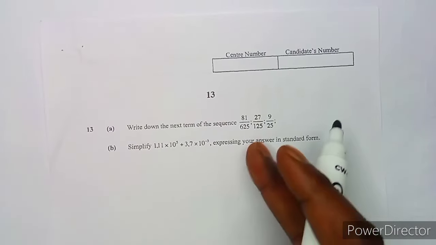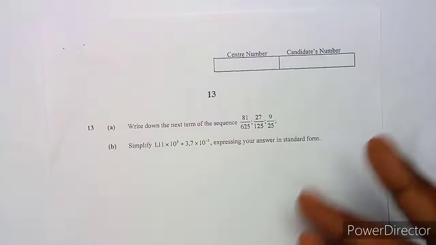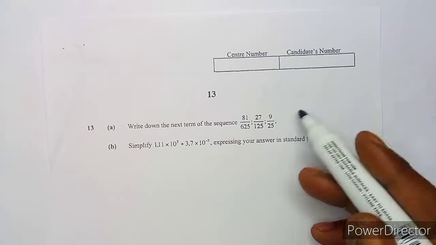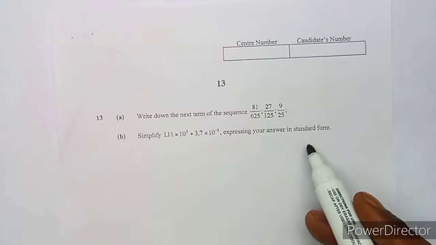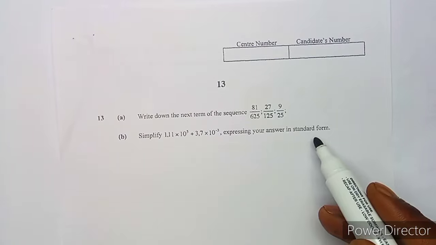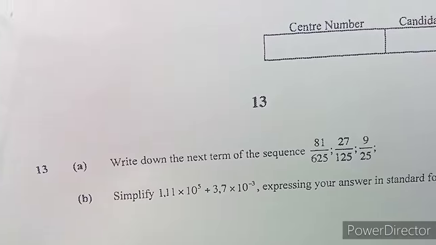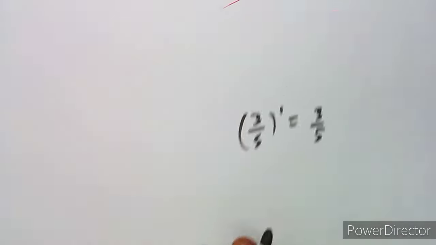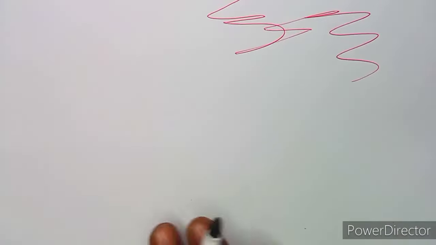So guys, this one you have to study and see what's happening there, and play around with questions. The next term was actually 3 over 5. Then on B, we are asked to simplify the following, but we have to give our answer in standard form. And this is actually division. It's not a plus. So we have to divide the two there.